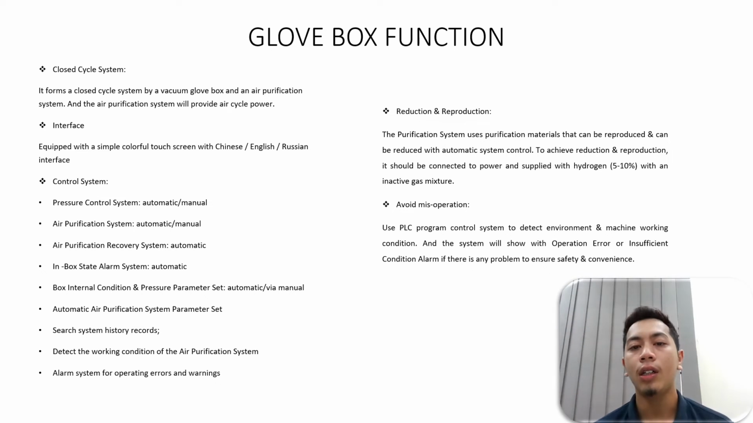reproduction. The purification system uses purification materials that can be reproduced and can be reduced with automatic system control. To achieve reduction and reproduction, it should be connected to power and supplied with hydrogen 5 to 10% with an inactive gas mixture. Avoid misoperation. Use a PLC program control system to detect environment and machine working condition, and the system will show operation error and insufficient condition alarms if there is a problem, to ensure safety and convenience.